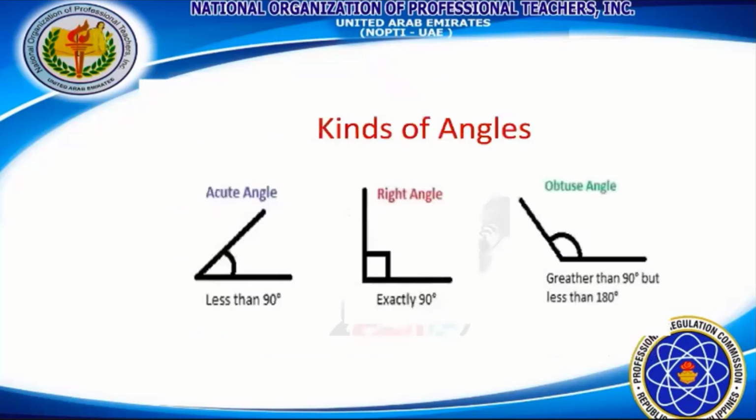Kinds of angles. Acute angle pag less than 90 degrees. Right angle pag exactly 90 degrees. Ganyan. And then, greater than 90 but less than 180, we have obtuse angle. Obtuse angle. Less than 180. Kasi, pag nakahiga na yan, wala na, 360 na yun. I mean, kung aabot na siya sa 181, 182. Okay?